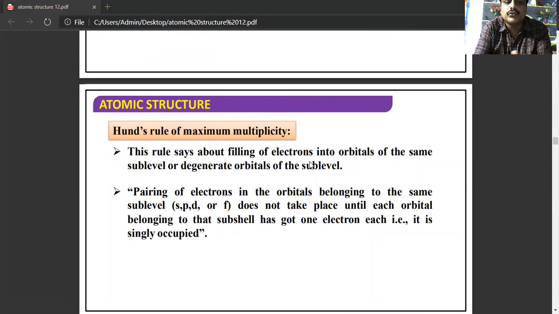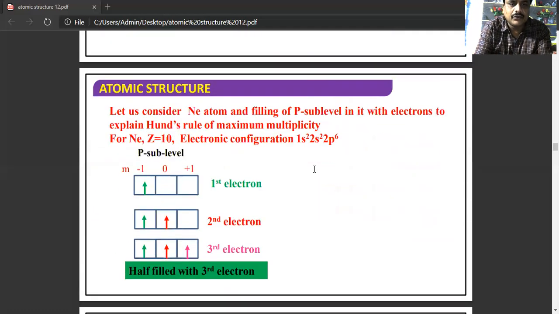So what does Hund's rule state? In the filling of electrons in the orbitals of the same sublevel, or degenerate orbitals, pairing of electrons takes place only when all the degenerate orbitals are half filled first. So only when the degenerate orbitals which have similar energy are half filled does the pairing of electrons take place. See here, we are considering Z equal to 10 for neon: 1s2, 2s2 and 2p6.